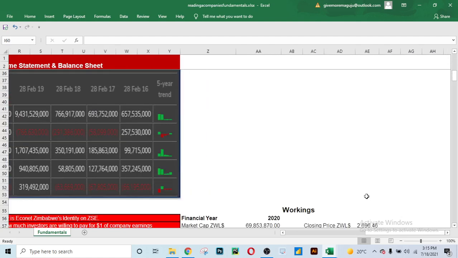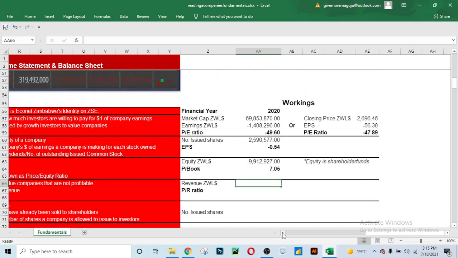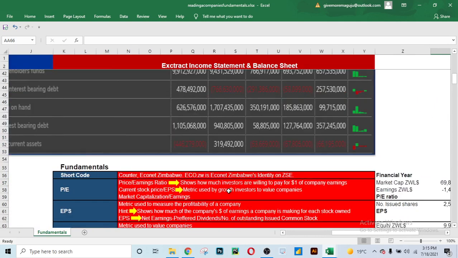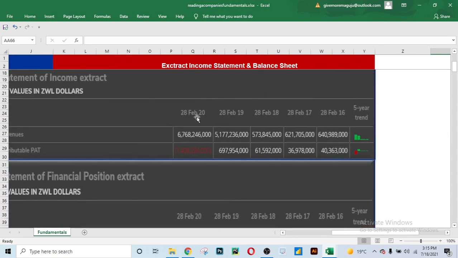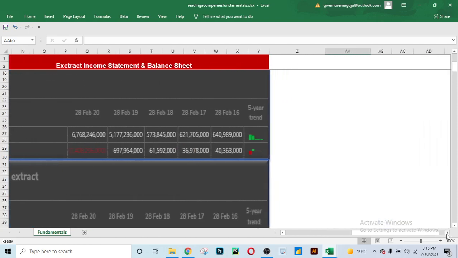Now let's go back. Here we want to calculate the price to revenue. I noticed that on the company specific fundamentals we don't have the price to revenue, but I felt the need to just calculate it. So we need to get the figure for the revenue, and we can get it from the income extract. We get this one for 2020. If you scroll to the left, you see revenues here, 6768,246. That's the figure for the revenue.